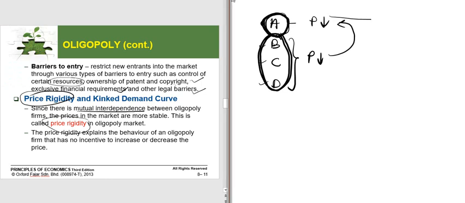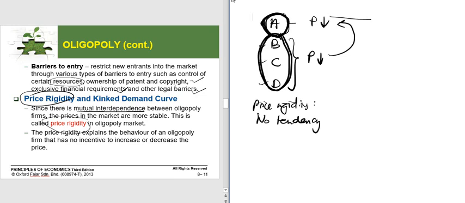Price rigidity means there is no tendency for price in oligopoly firms to change. Firms will not try to change the price of their products because it will have an impact on their total revenue.